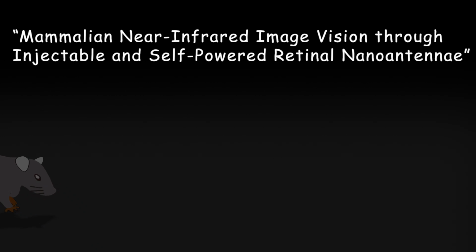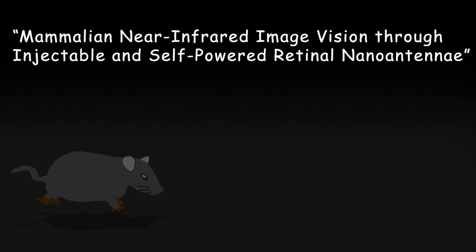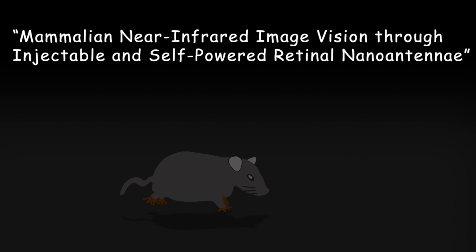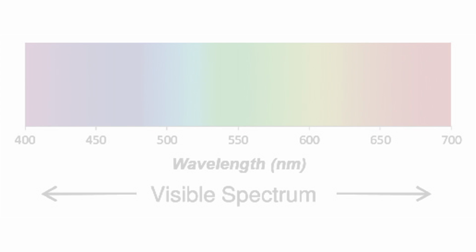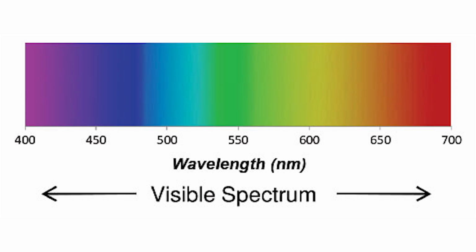A group of researchers has given mice the ability to see in the dark. Let's see how they did it. Mammals, including mice and humans, can only perceive light waves between 400 and 700 nanometers in length. The researchers' goal? Give mice the ability to see wavelengths outside this spectrum.